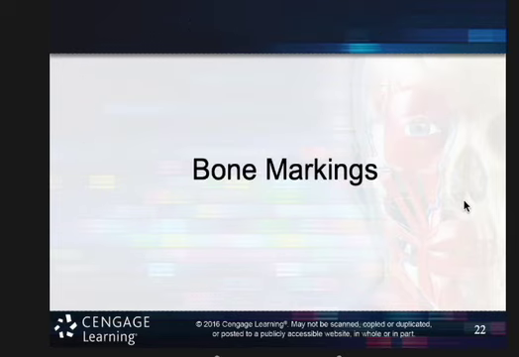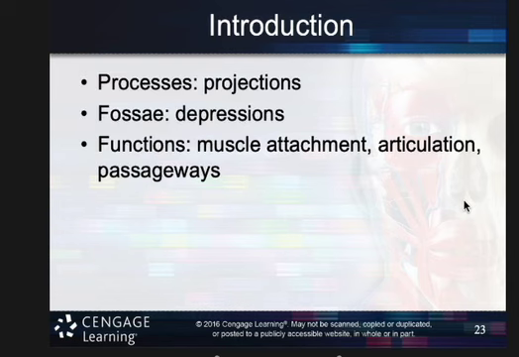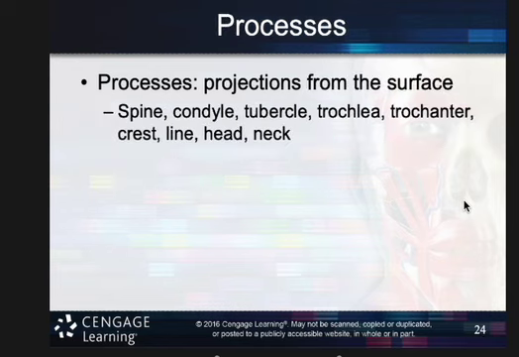Okay? Now, bone markings are important because they provide for us a way to determine where muscles attach, where ligaments attach, and where blood vessels and nerves pass through the bone. Because this is why we learn them. Processes are projections from the surface of bone. Fossa is a depression in the surface of a bone. These are important in muscle attachment, as passageways, and as articulations. Examples include spines, condyles, tubercles, trochleas, trochanters, crests, lines, heads, and necks.